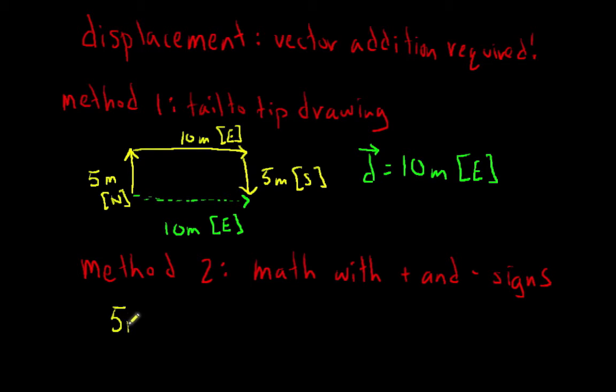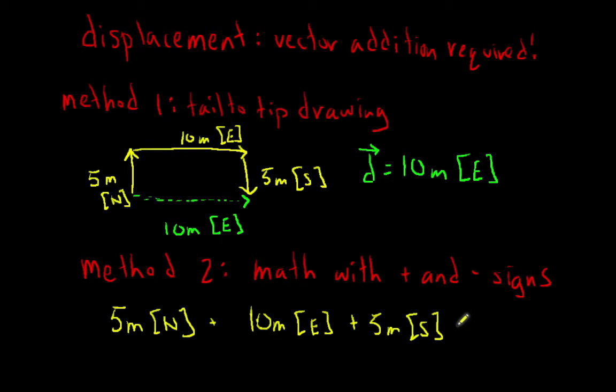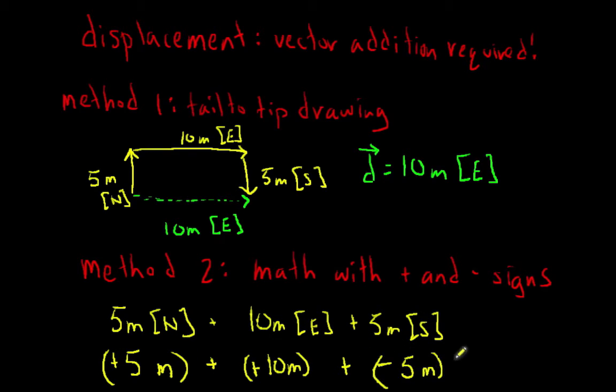To do this, we write out the vectors, adding them together: 5 meters north plus 10 meters east plus 5 meters south. And then we convert these directions into plus and minus signs. North is plus, east is also plus. So we have plus 5 plus plus 10 plus minus 5 meters, because south is negative. Combine these all together, we get plus 10 meters.